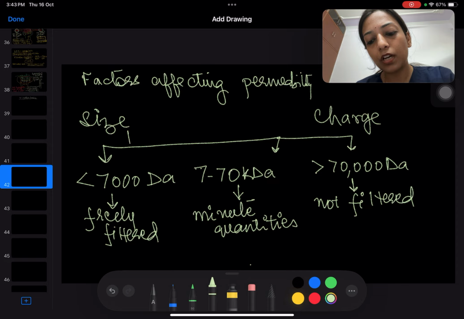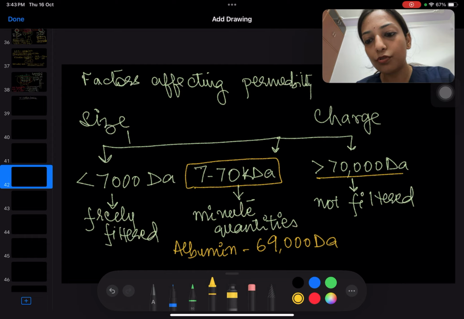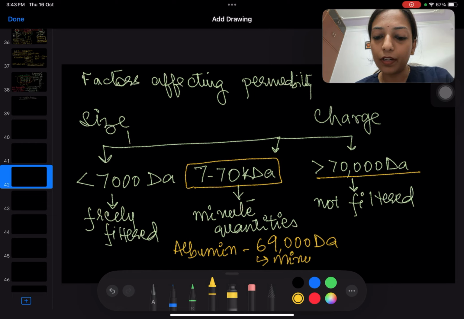Because our albumin, which is our major protein, is 69,000 Dalton, which means it is in this range but very, very close to this one. So this actually is excreted in minute quantities. So when it is in minute quantities, it is normal.